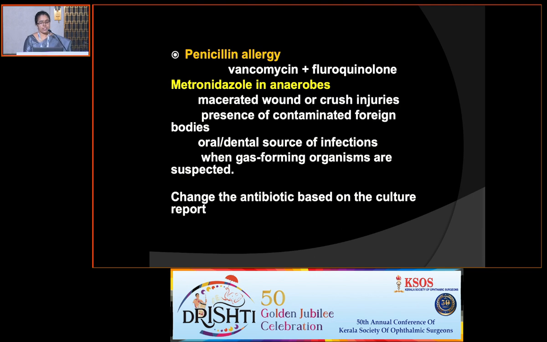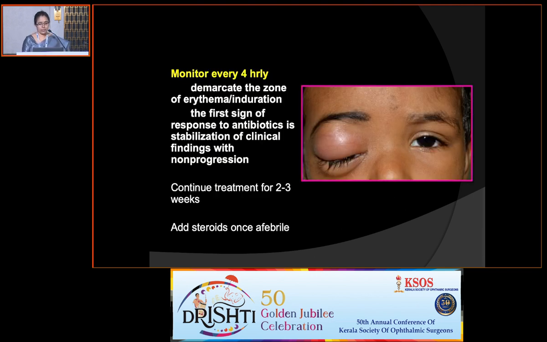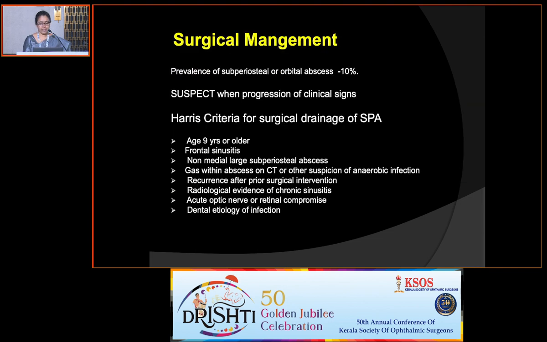In penicillin allergy, we can use vancomycin or a fluoroquinolone, and metronidazole if you are suspecting anaerobes. So monitor the patient every 4 hourly. Demarcating the zone of erythema or induration is the first sign of response to antibiotic. Then continue the treatment for 3 weeks. Add steroids when the patient is afebrile. Surgical management: suspect abscess when there is a progression of clinical signs.